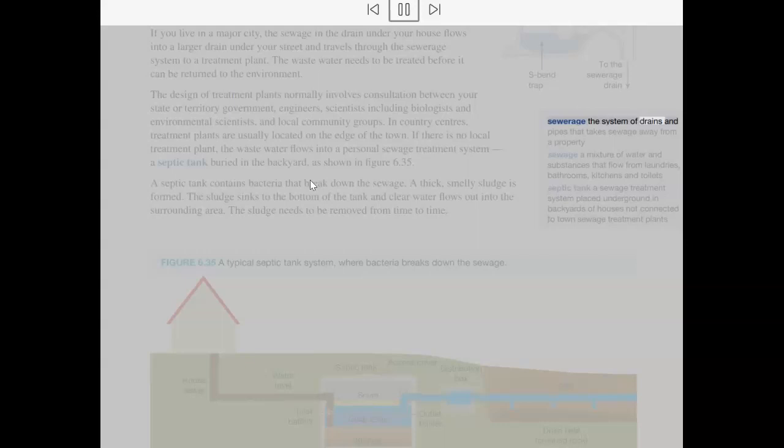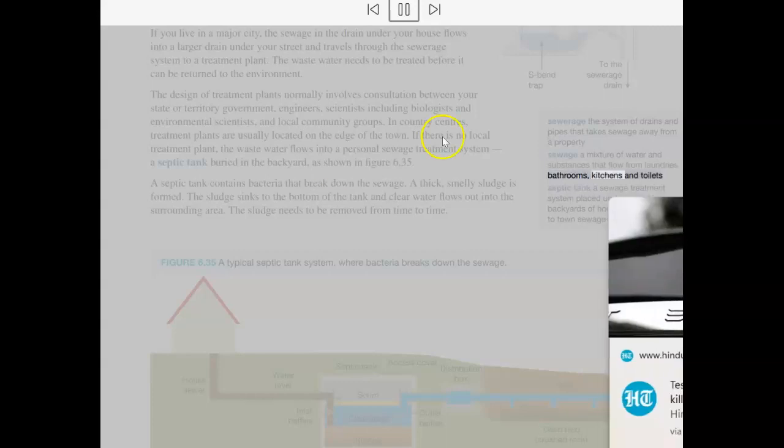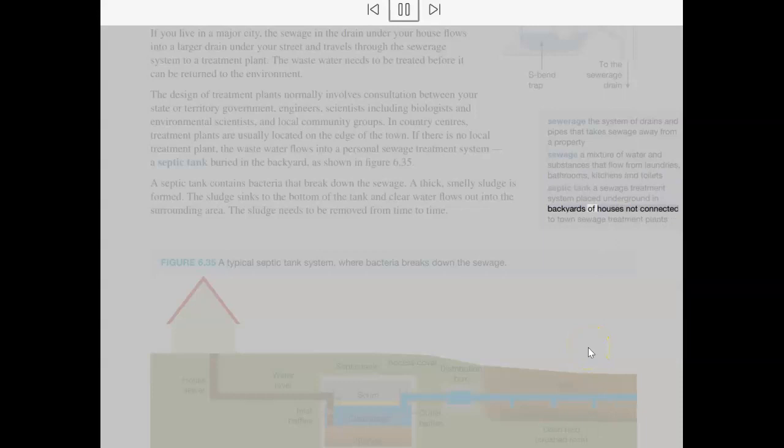Sewerage: the system of drains and pipes that takes sewage away from a property. Sewage: a mixture of water and substances that flow from laundries, bathrooms, kitchens, and toilets. Septic tank: a sewage treatment system placed underground in backyards of houses not connected to town sewage treatment plants.